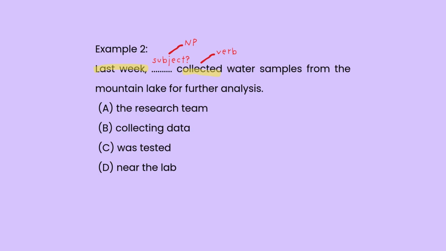Option A, the research team, is a noun phrase and makes perfect sense as the subject. Option B, collecting data, is not a noun. It's a participle phrase, so it can't be the subject in this sentence. Option C, was tested, is a verb phrase, but we already have the main verb. Option D, near the lab, is a prepositional phrase that gives extra information, not a subject. So the correct answer is A. Last week, the research team collected water samples from the mountain lake for further analysis.